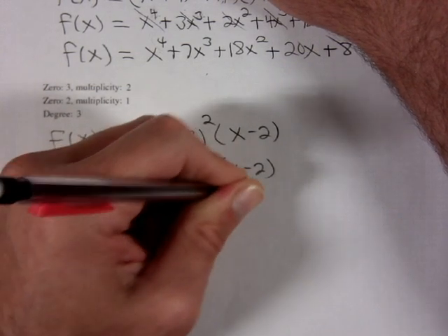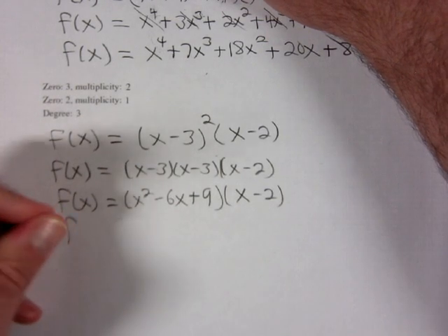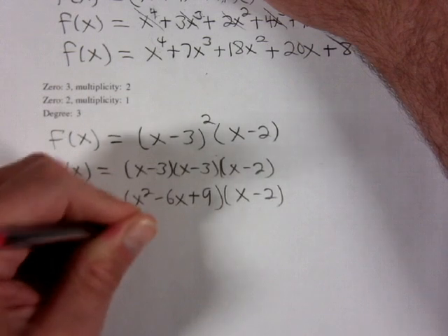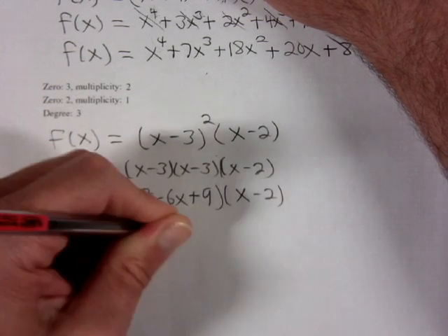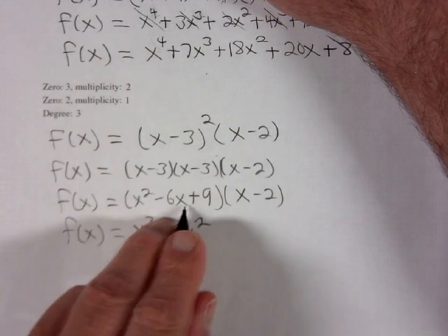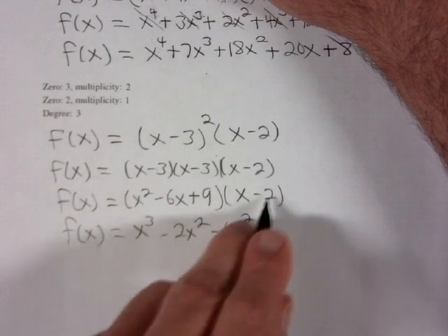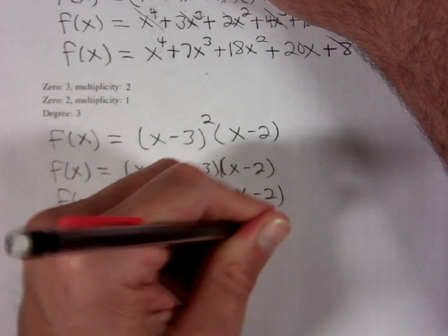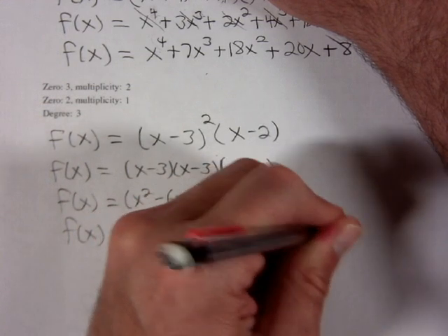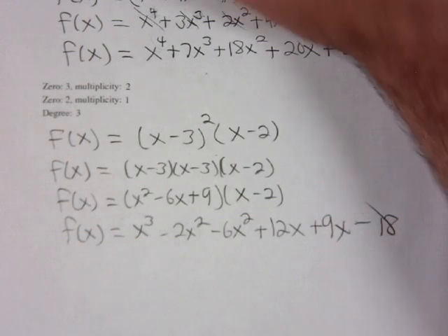Then I can take that now and multiply it times the next set of parentheses, which will give me x to the third minus 2x squared. Slide over to the negative 6, that's negative 6x squared. Negative and negative make positive 12x. Slide over with the 9, plus 9x and negative 18. So now I've multiplied all that out.